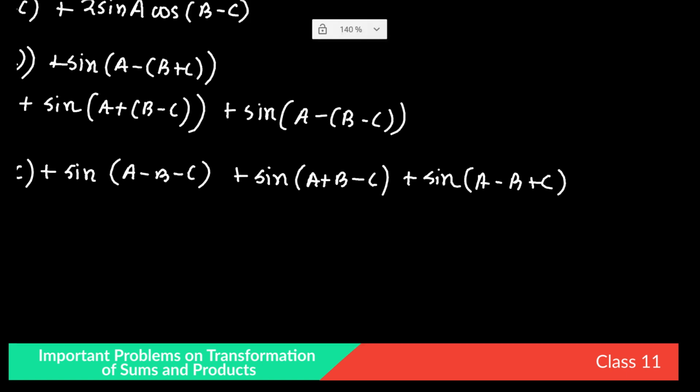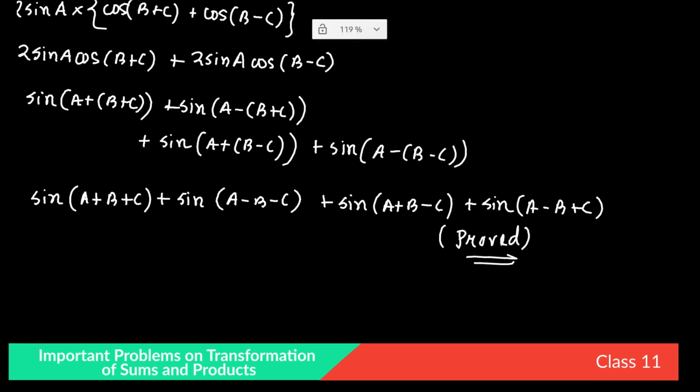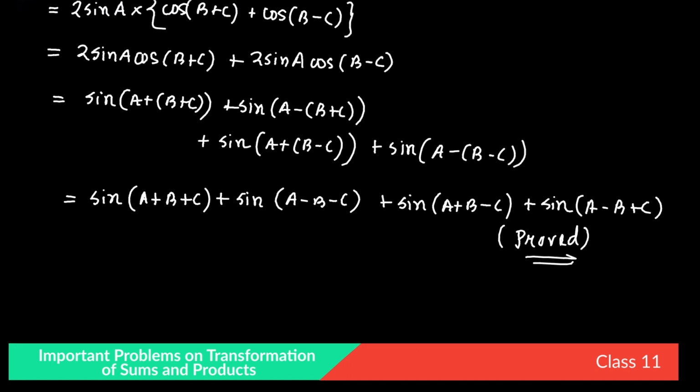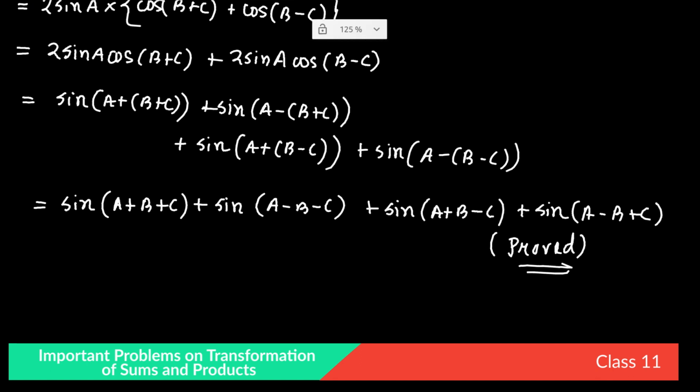Okay, so we have proved that this 4 sin A cos B cos C can be expressed as the sum of 4 sines. Okay, now we move on to the last question of today's class, the eighth question.